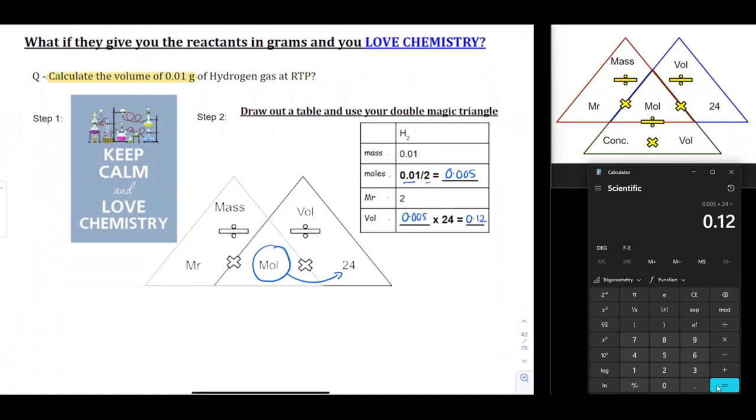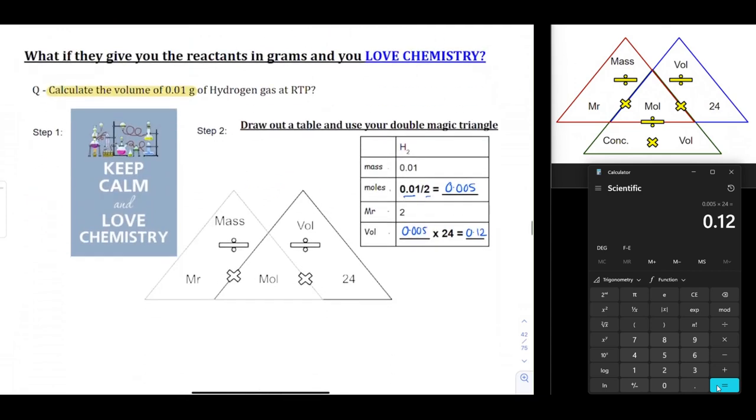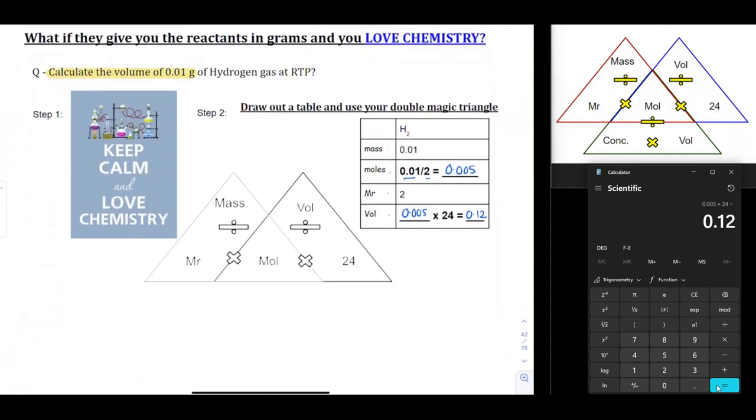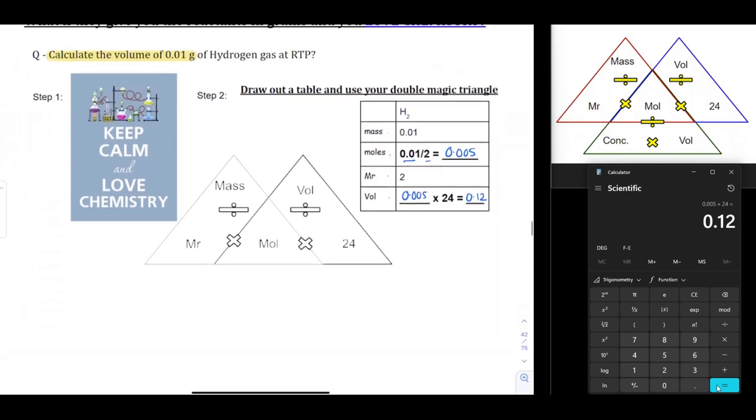decimeters cubed, which, as you can see, gets us the exact same result as we got up here in the mathsy way. It's just that it's easier to follow through. You only have to remember your magic triangles. You don't have to remember the maths way of doing it. So if you can't see how it works, just use your triangle. There is no shame in using your triangles and your table method at all.